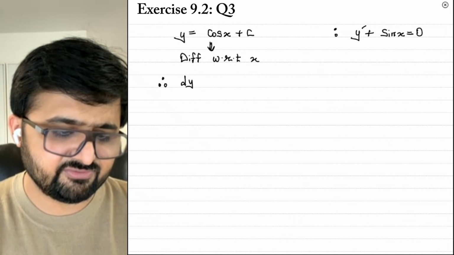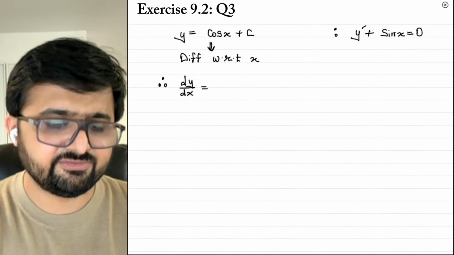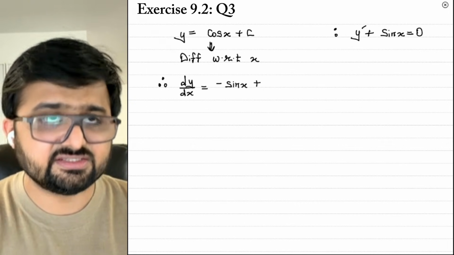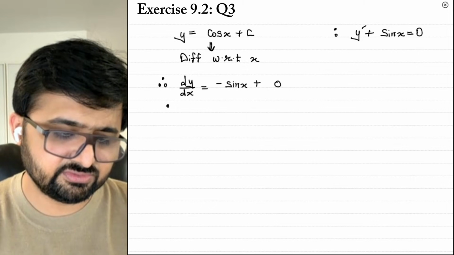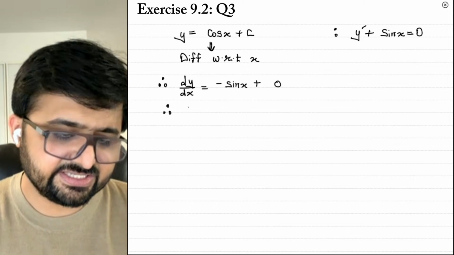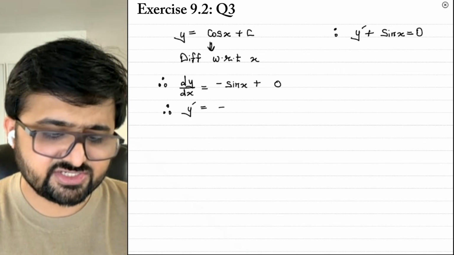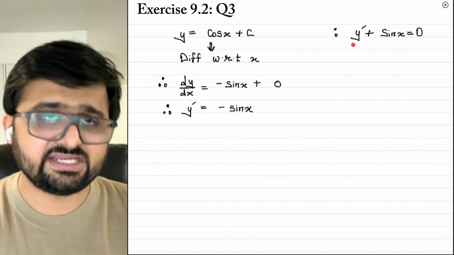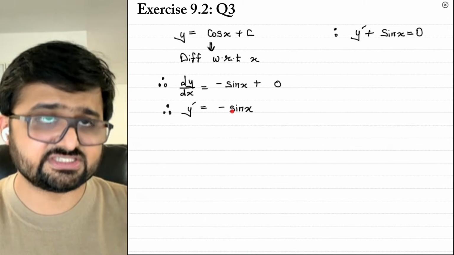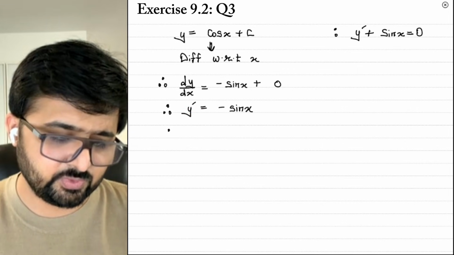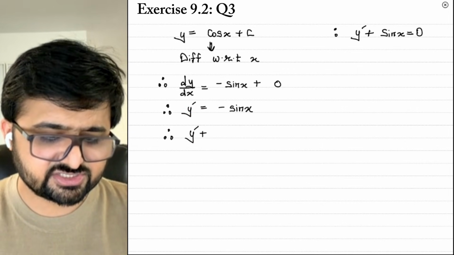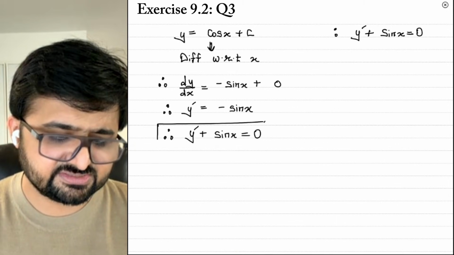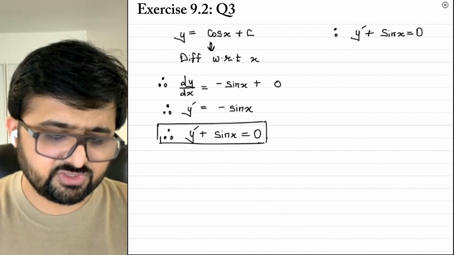Therefore, we get dy by dx. The derivative of cos x is minus sine x plus the derivative of that constant c is 0. Therefore, we know this dy by dx is nothing but y dash. So we get y dash is equal to minus sine x. You can either start with your left hand side, or here I can directly see that if you just take that minus sine x on the other side of equation, you directly get y dash plus sine x is equal to 0, which is the differential equation we are looking for.